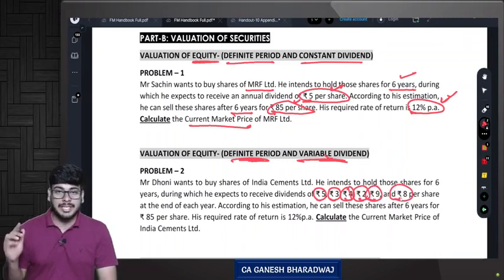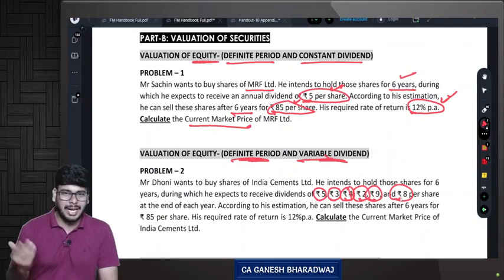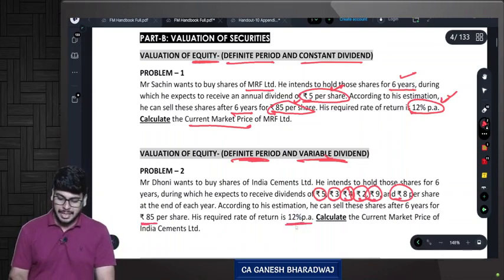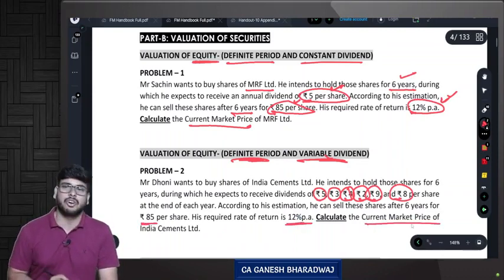So year wise, there is an unequal cash flow, correct? Unequal dividend amount. According to his estimation, he can sell these shares after 6 years for 85 rupees. His required rate of return is 12%. Calculate the current market price of India Cements Limited.